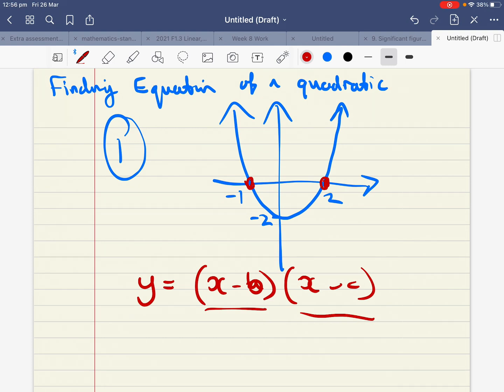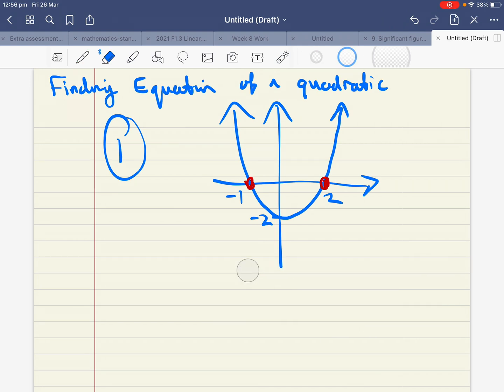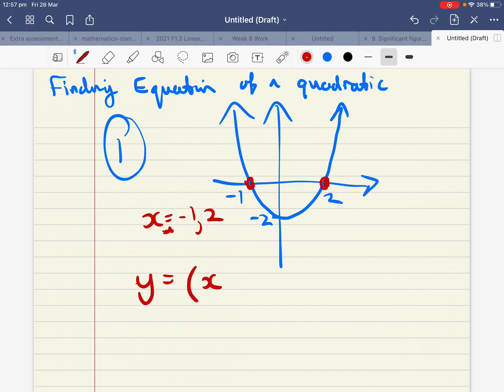The only other thing to consider is how steep the parabola is, and so we also need to figure out if the coefficient of this is just a 1 or if it's larger than that. So in this case, if we write out what this should be factorized, we've got our x-intercepts are equal to -1 and 2, so that would give us an equation that looked like this, because when we solve that for y equals 0, we'd get x equals -1 and x equals 2.